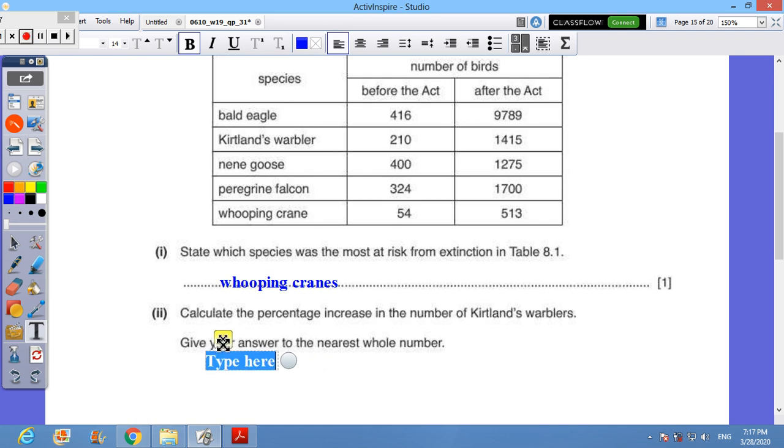So I will first calculate the increase in number. Species again, Kirtland's, the second one. It will be after the law, 1415, minus how much? 210, equal. You can do the math with me. I will use my calculator. I can't do this mentally. Again, we have 1415 minus 210 equals 1,205. This is the first step.